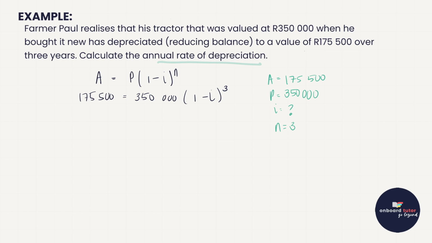And now we just need to solve this equation so that we work towards making i the subject of the formula. Let's start and divide both sides by 350,000.